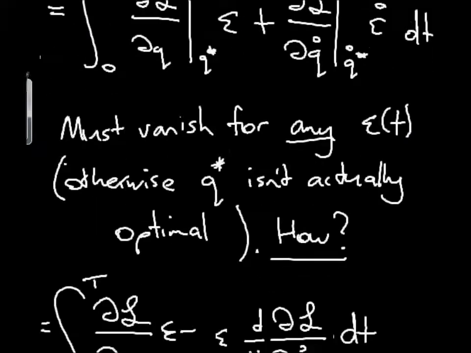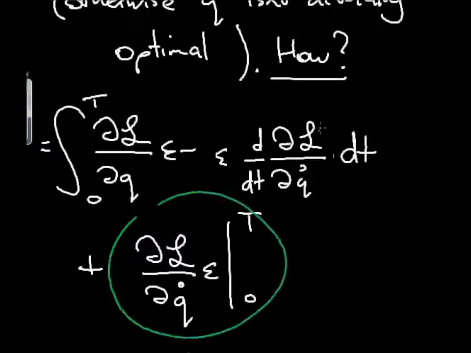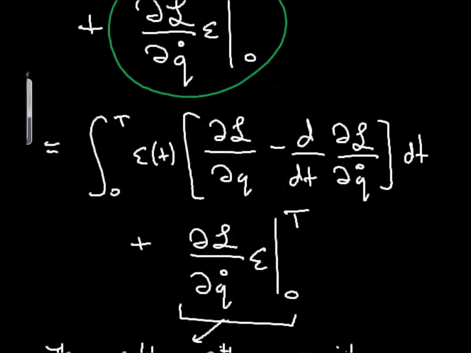So there you have it. We need to find a function q star such that this thing equals 0 regardless of what we pick for epsilon. Alright, how do we do that? There's a trick. If you integrate by parts, you produce a boundary term and a term where epsilon factors out quite nicely. Epsilon at one time point is independent of all other time points.